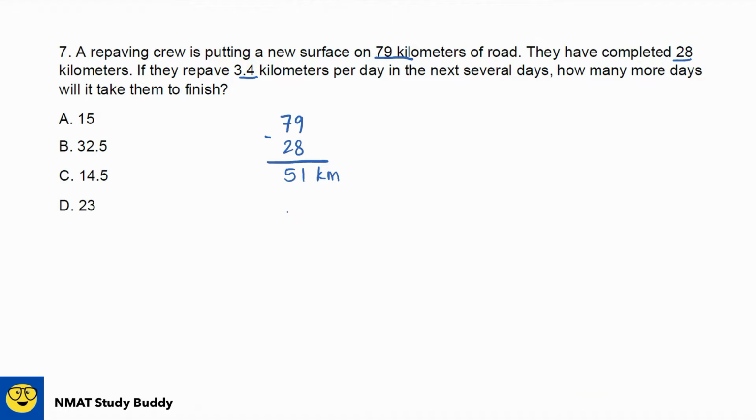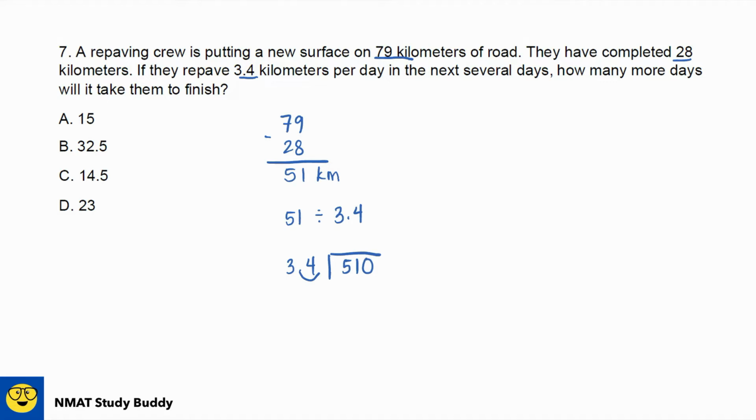Tapos, kada araw daw, nakakatapos silang mag-repave ng 3.4 kilometers. So, para makuha natin kung ilang days pa yung kailangan, we need to divide 51 by 3.4 kilometers. So, ang pwede nating gawin para mas ma-simplify yung division, magiging ganito kasi itsura: 51 divided by 3.4, diba? So, since may decimal point ka, you can move the decimal point to the right. And then, pag ginawa mo yun, you also need to add 0 to the dividend.